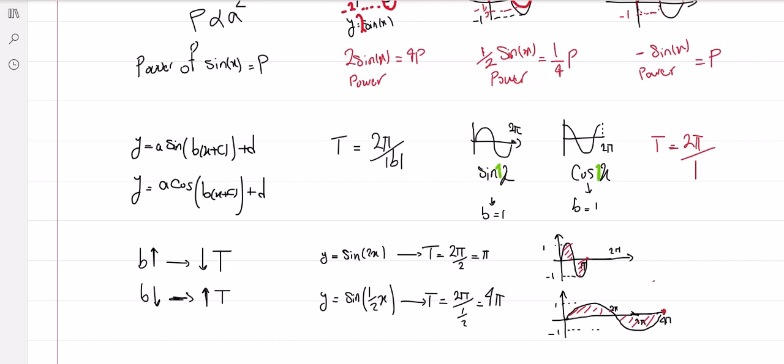So we can conclude that if b is more than 1, we need to compress the function horizontally. And if b is less than 1, we need to stretch the function horizontally.